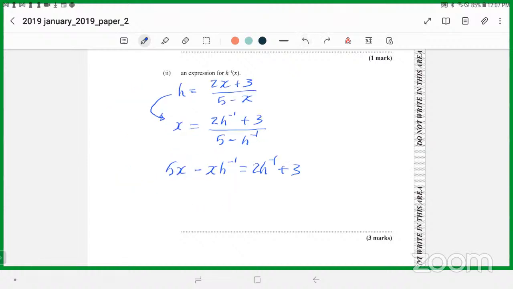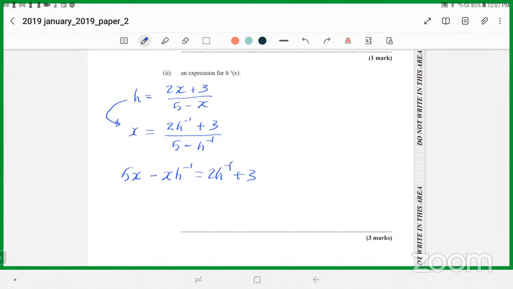So I'm going to bring this over onto this side and take the 3 over here. So when I bring over the 3 first, I'm going to have 5x minus 3 equals 2h to the minus 1. And then this goes over this side, comes up positive. So I get plus x h to the minus 1.